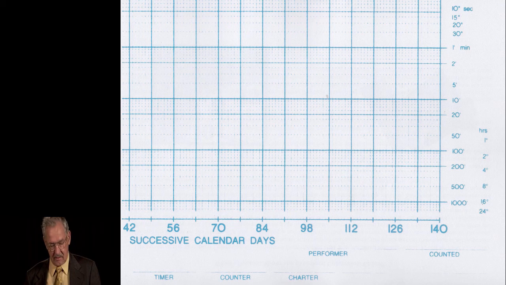Immediately to the left of that is a blank with a word under it, performer. That's where you put the name of the individual whose behavior is being charted. Now between the performer and the counted, there's a blank with no label under it, and you can insert in that any word you want that may describe or further refine your description of the individual. For example, third grade, wife, client, whatever the suitable label would be.